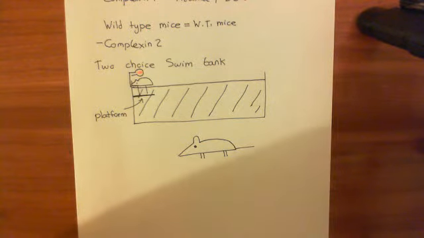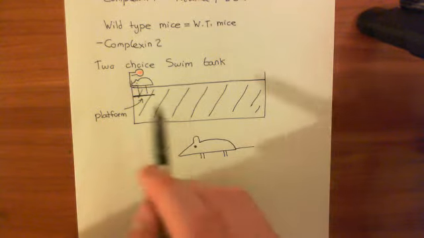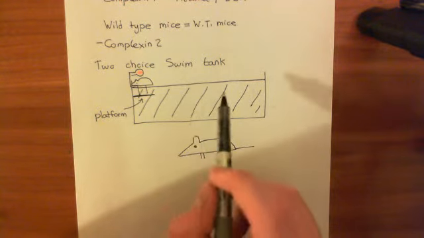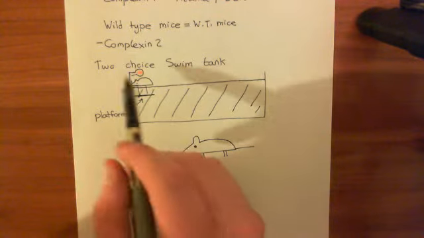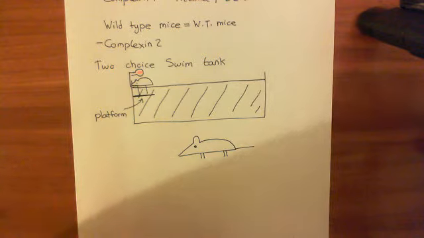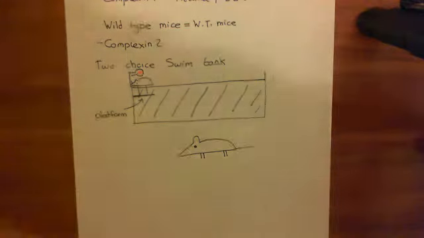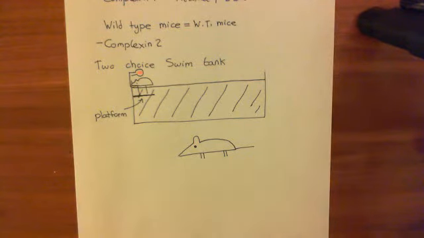And you put him back into the tank, and he'll do the same thing again, and gradually what will happen if you repeat this experiment over and over again, he will learn to swim towards the light to find the platform. That's what a normal mouse will do, that's what a wild-type mouse will do. Okay? It will eventually learn that it needs to swim towards the light to find the platform.